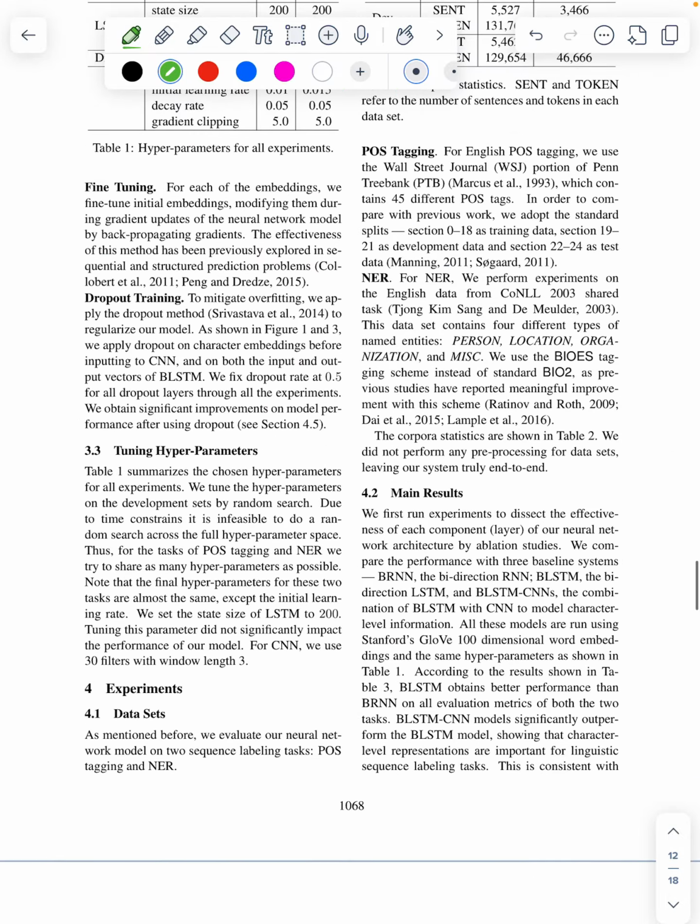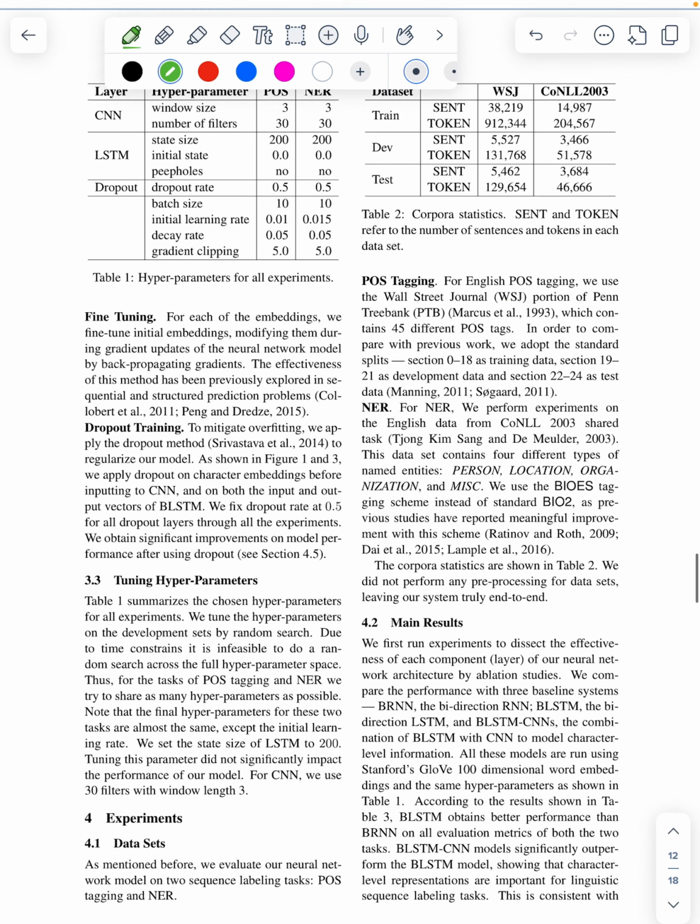Yeah, I think that's pretty much it. So here, this is POS tagging. For English POS tagging, we use the Wall Street Journal portion of the Penn Treebank. They do a standard split into training data, dev data, and test data. NER would be on CoNLL 2003, with 4 different types of named entities: person, location, organization, and miscellaneous. They use the BIOES scheme, beginning, inside, outside, other, and singular, I think, instead of BIO2.